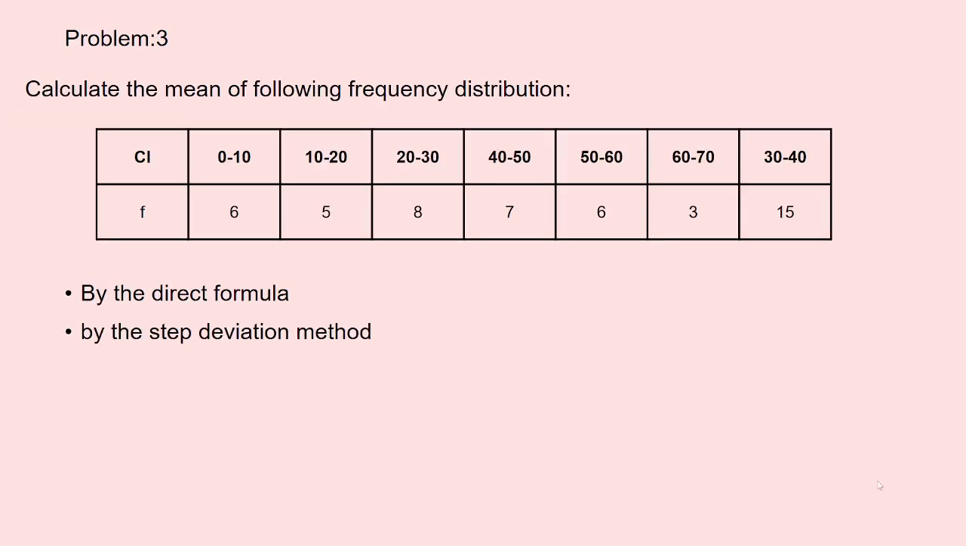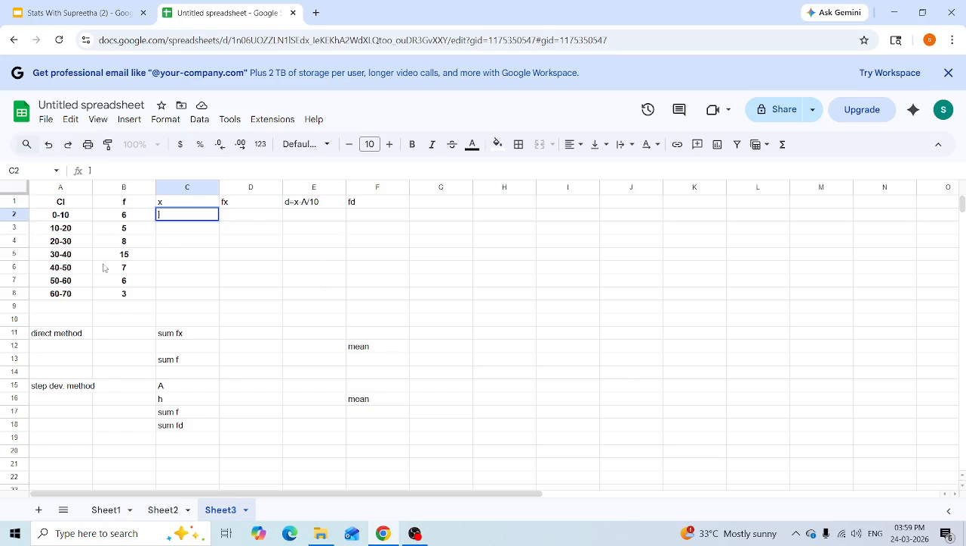Let us solve one more problem. Calculate the mean of the following frequency distribution. It's given in class intervals, that's 0 to 10, 10 to 20, and so on. The frequencies are also given. We need to calculate the mean using the direct formula and by the step deviation method. Let's solve. So I have already noted the class intervals and frequencies.